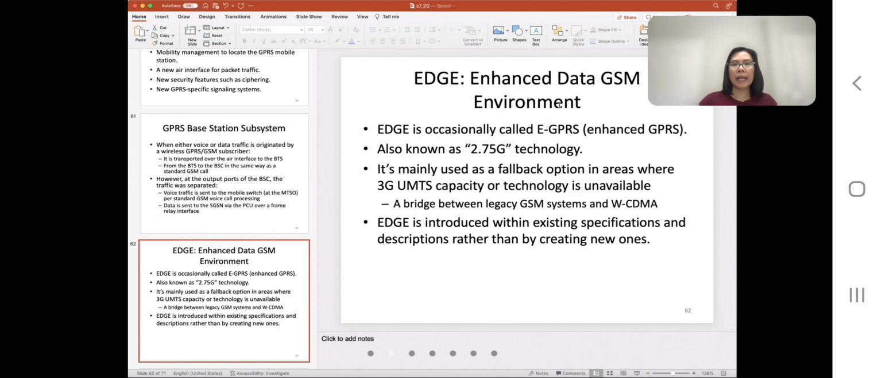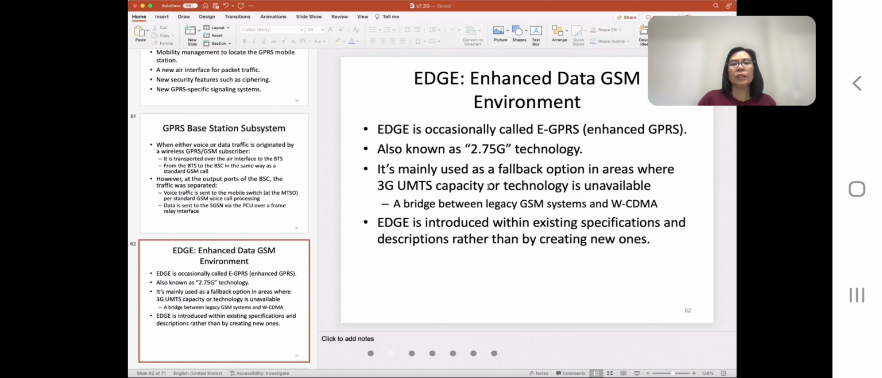EDGE stands for Enhanced Data GSM Environment. Sometimes EDGE is called Enhanced GPRS. Why? Because it's built upon GPRS, right? So you can consider you have a GSM network with voice. We add a data component, which is GPRS, and then we enhance that GPRS component, and we have EDGE. That's why EDGE is also known as 2.75G technology.